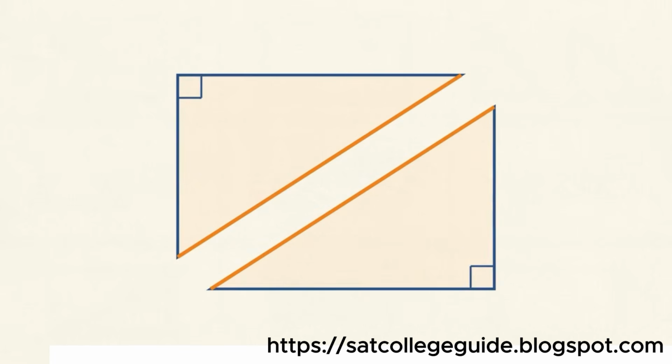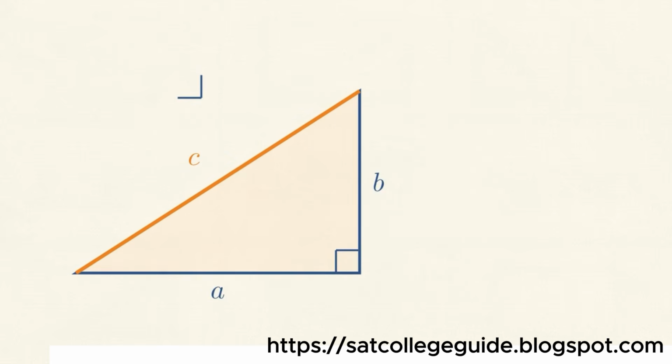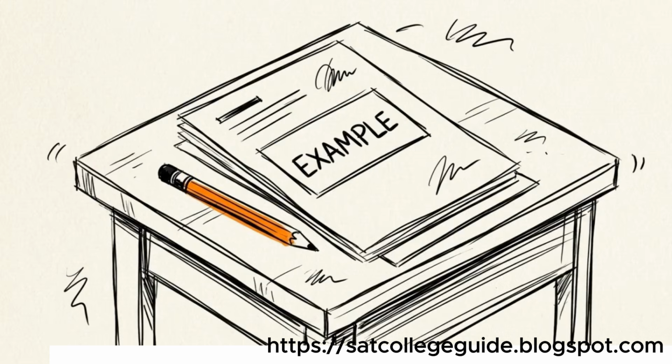Drawing a diagonal across a rectangle creates two identical right triangles. This single line allows us to use the Pythagorean theorem to find any missing side length. Let's test this concept with a basic example before adding complex algebraic layers.